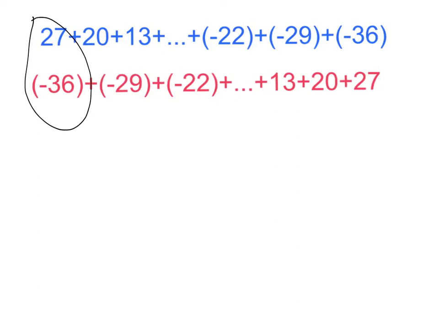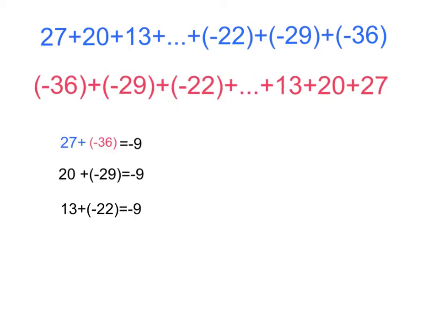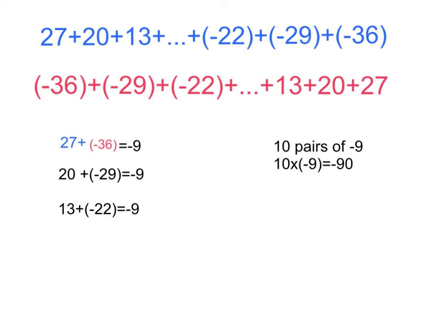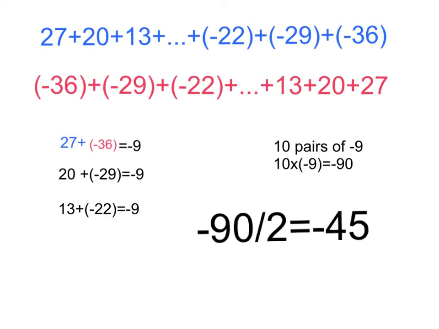So 27, negative 36; 20, negative 29; 13, negative 22. When we add them, we get negative 9 every time. So 20 plus negative 29 is negative 9, 13 plus negative 22 is negative 9, and so on. So we have 10 pairs, and they're all negative 9, so 10 times negative 9 is negative 90. Yeah, but that's twice the sum. So negative 90 divided by 2 is negative 45, which is your answer.